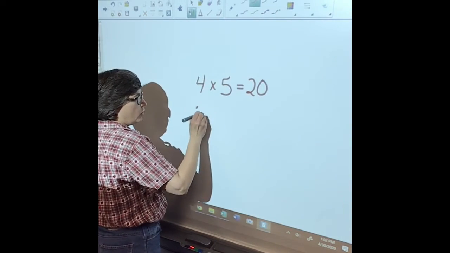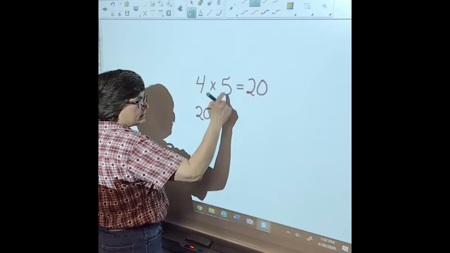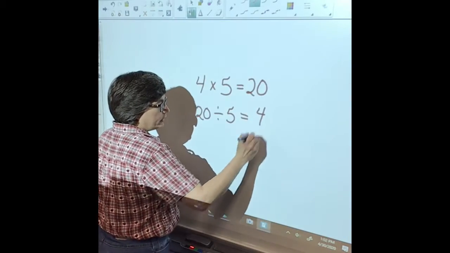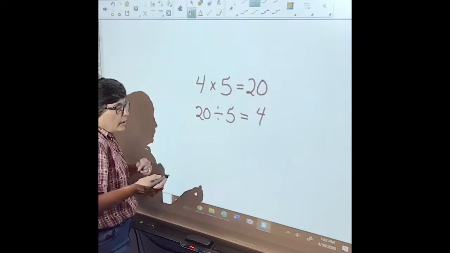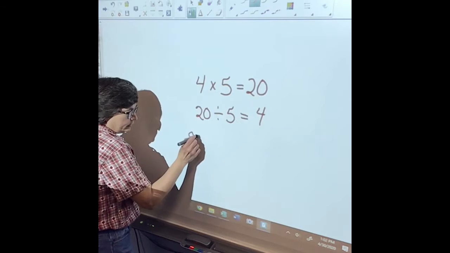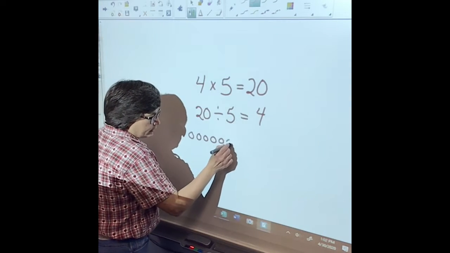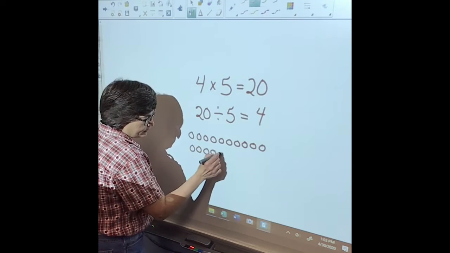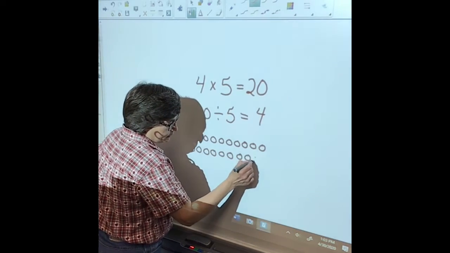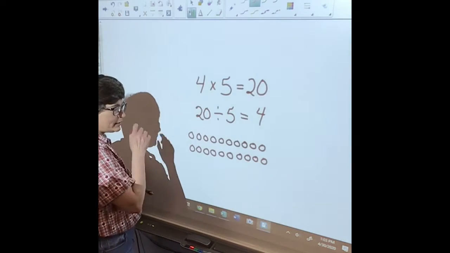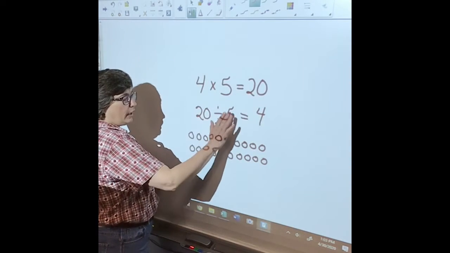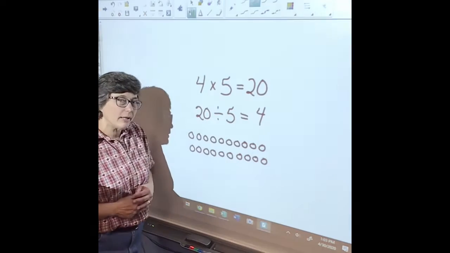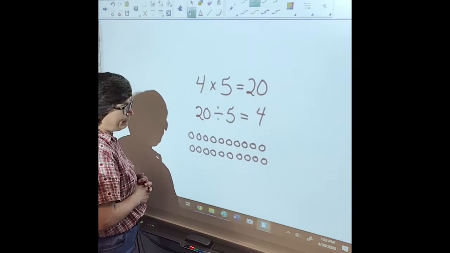So we're saying 20 divided by 5 equals 4. So if I had 20 pieces of candy, and I wanted to divide them out into groups of 5, see how many friends I can share with. I want everybody, all my friends, to have 5 pieces of candy.